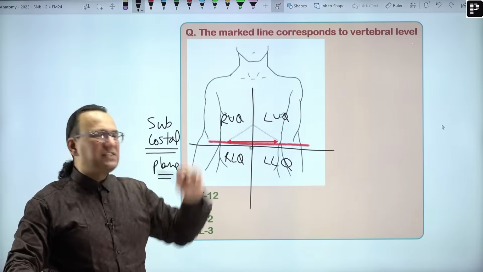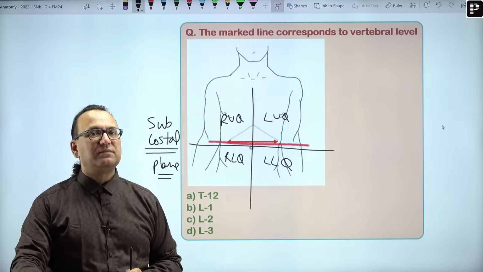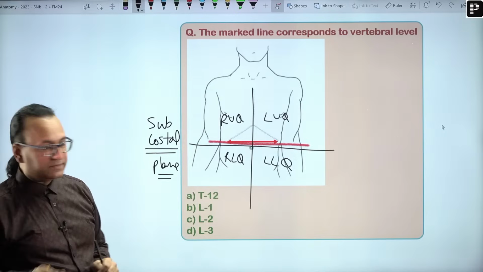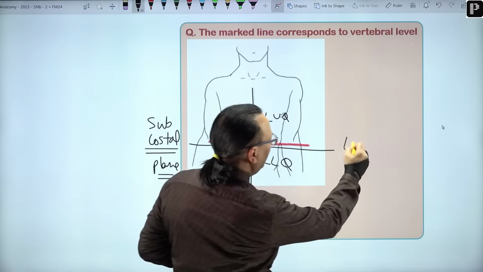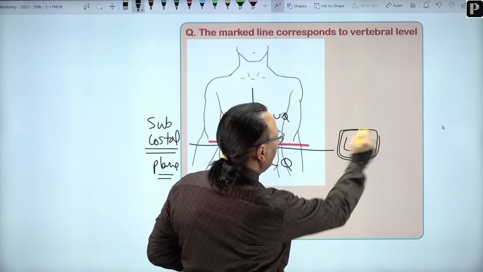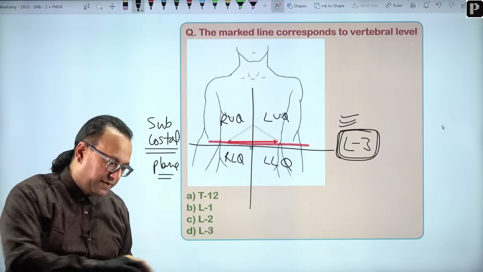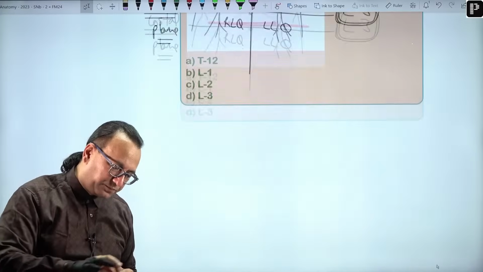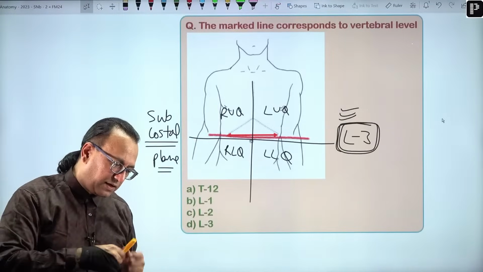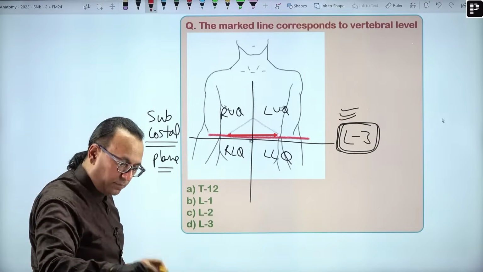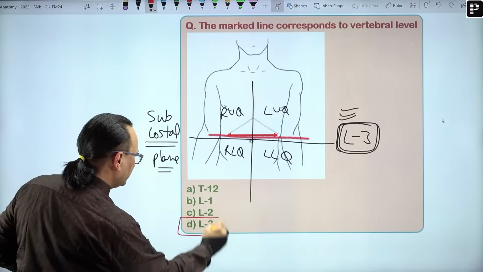So where is the transpyloric plane? L1. If that is higher at L1, then where is this? L3. So remember, I think this was your question. They wanted you to answer subcostal plane, L3. And let me take you to the same. So in this question, I think the examiner wanted you to mark this option here, L3, subcostal plane.